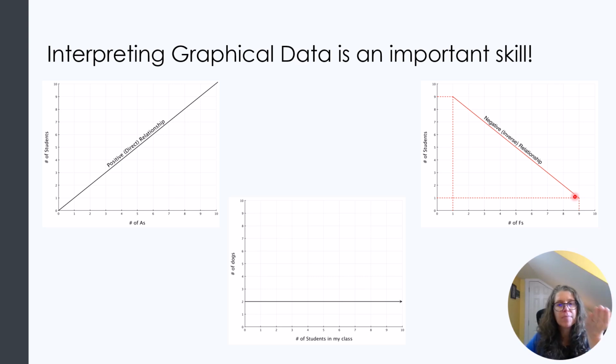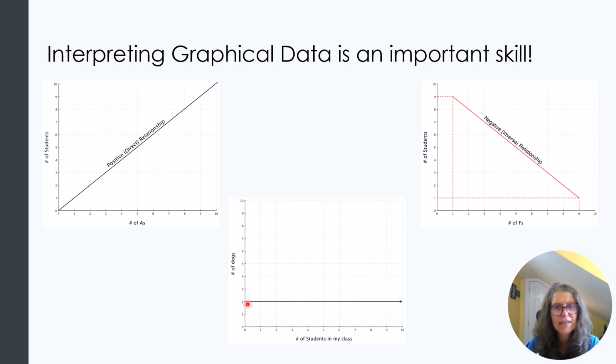One goes up, one goes down, or the reverse. Okay. So we need to be able to look at the pattern of a data and know, first, do we see something that is generally positive or generally negative? Sometimes, though, we have absolutely no relationship whatsoever.